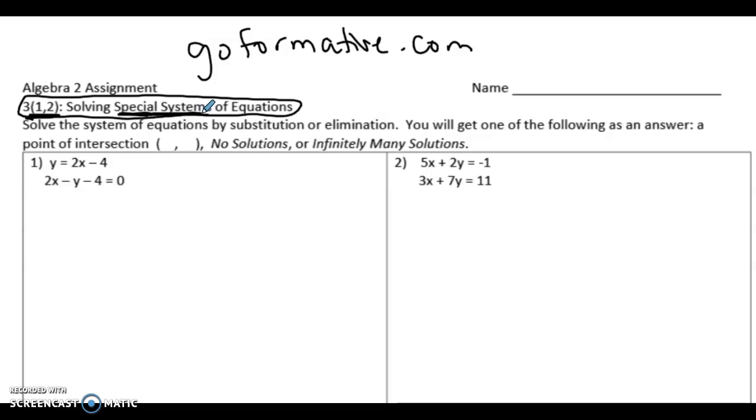When you are doing the GoFormative, make sure you write out the answer. I think I put on there what to write, but these are either no solutions, infinitely many, or you could actually get a solution.